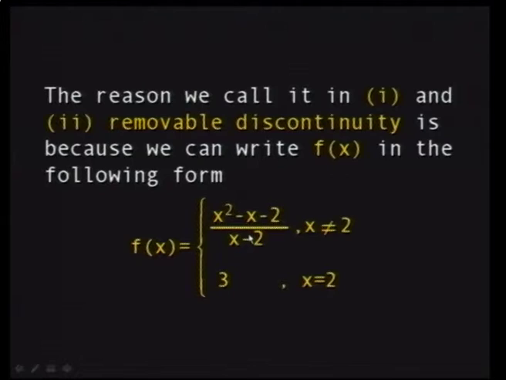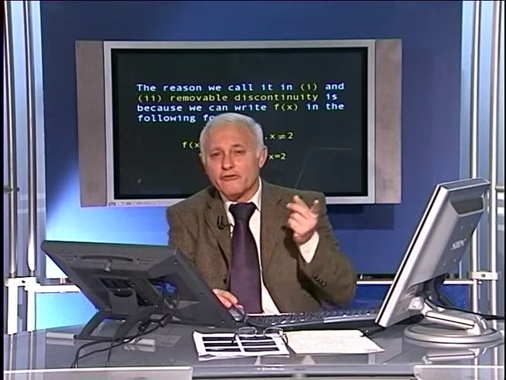In other words, the limit of the function is equal to 3, yet the value was assigned equal to 5. But then you can remedy this and cure the function from the discontinuity it has by assigning a value equal to 3 at the point x equal to 2.